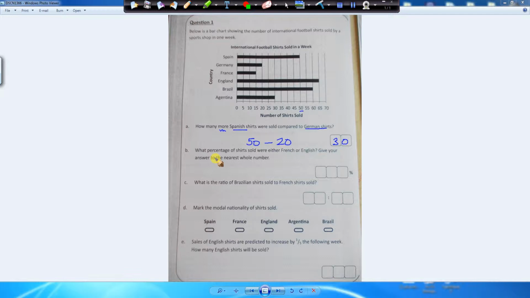Okay, good. Next, what percentage, now here's a keyword here. What percentage of shirts sold were either French or English? The word or, we can change the word or in mathematics and put in there instead an add. Just trying to get my line to come straight down. So there's my big add. French, add, English. Can you see that add there, the big one? Give your answer to the nearest whole number.